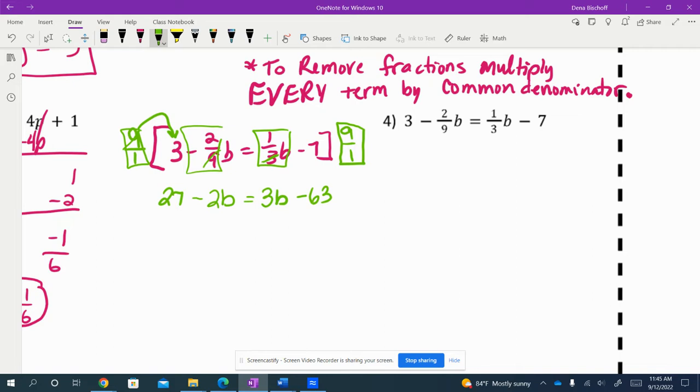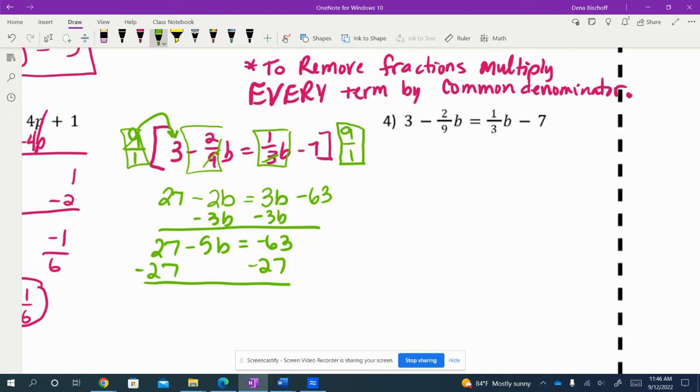So what happens? Well, if I subtract 3b from both sides, I get 27 minus 5b equals negative 63. If I subtract 27 from both sides, I have negative 5b equals negative 90. Divide both sides by negative 5. b equals 18.